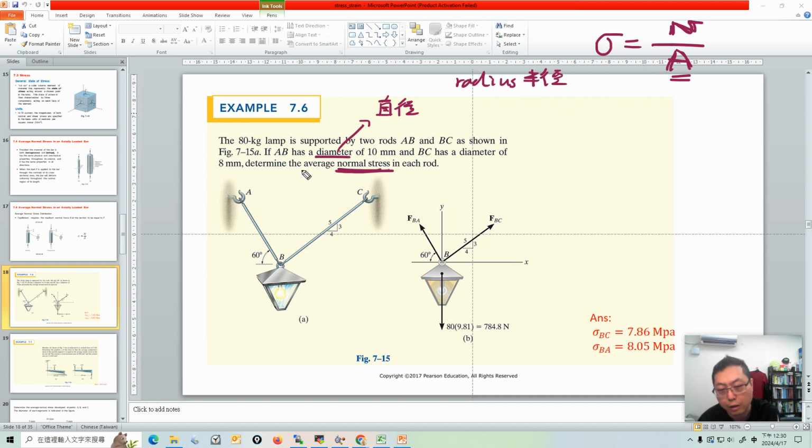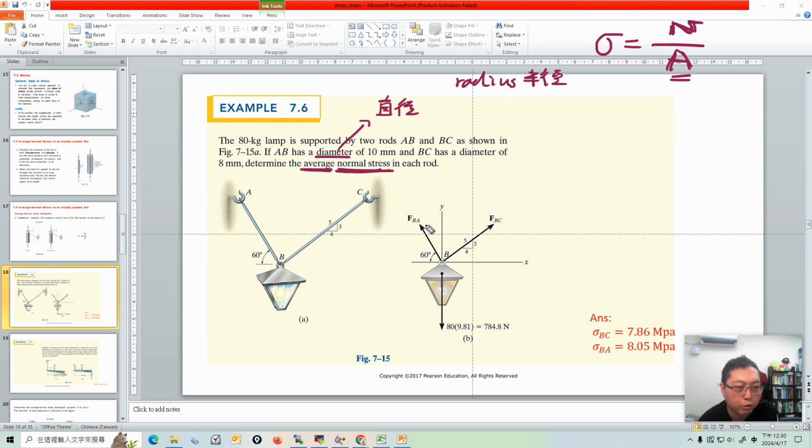Sometimes in some problems the stress is called average normal stress. Actually I think it's almost the same as normal stress, because the normal force is divided by area. That's why it's called average: it's divided by the total area. Some books say average normal stress because it's divided by the total area, so that means average. So let's finish the problem.